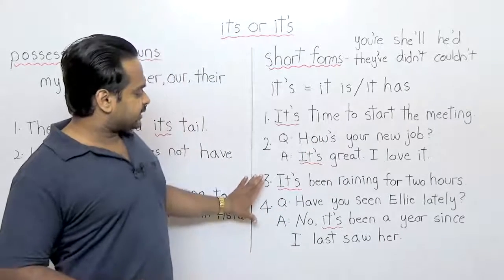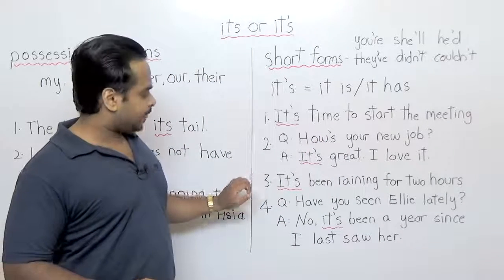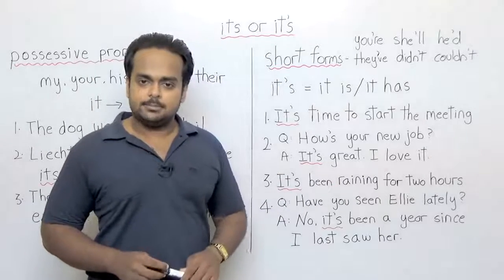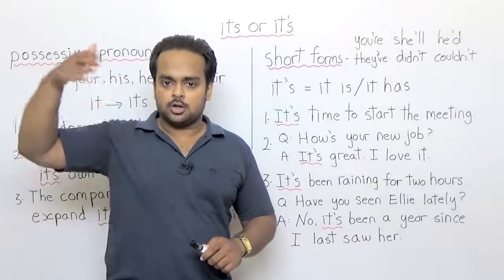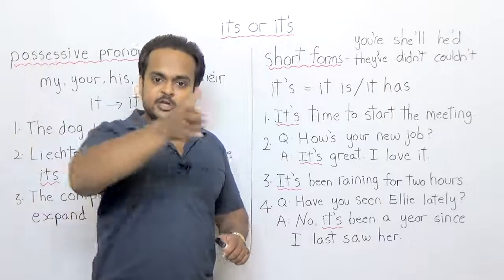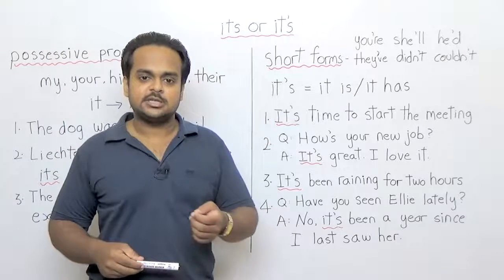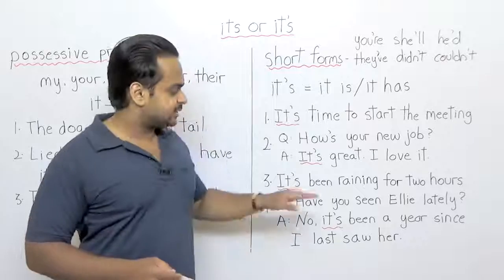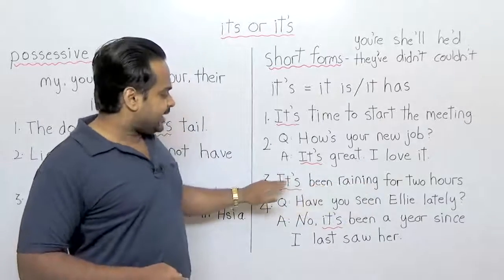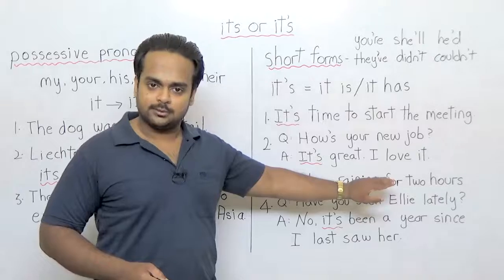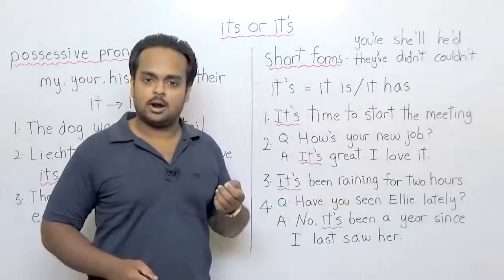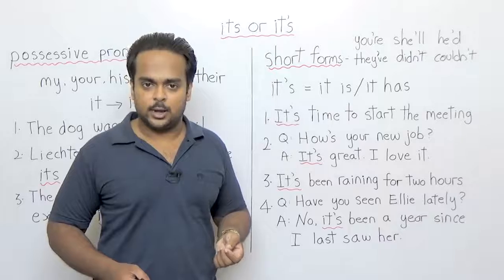In the next two examples, we have it has. Number three, it's been raining for 2 hours. Here the meaning is that the rain started 2 hours ago and the rain is still continuing, so we're using the present perfect continuous tense. That's has been and ing. Okay? So what we're saying is it has been raining. In the shortened form, it's just it's been raining for 2 hours. It's easier to say it that way.